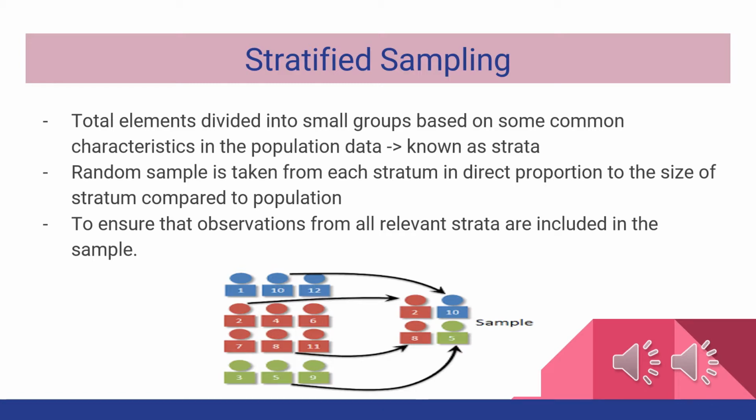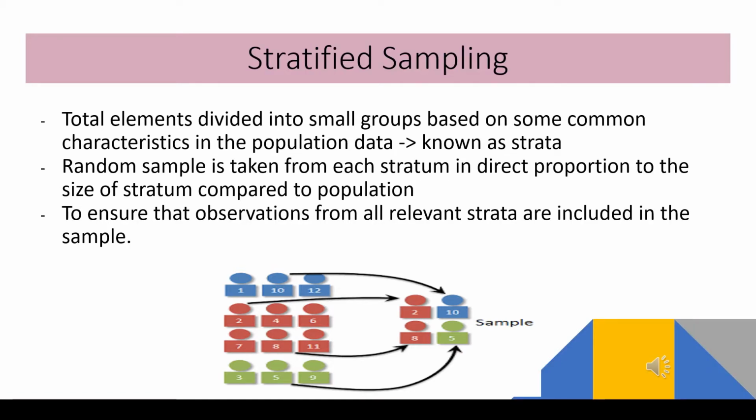Today I'm going to present about stratified sampling. In stratified sampling, the total elements are divided into small groups based on some common characteristic in the population data. It is known as strata. The random sample is taken from each stratum in direct proportion to the size of the stratum compared to the population. This is to ensure that the observations from all relevant strata are included in the sample. The picture shown in the slide lets us know how to select the sample from the population.